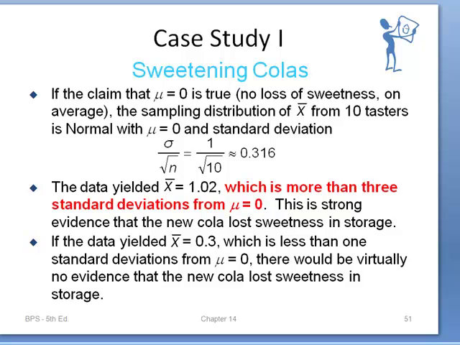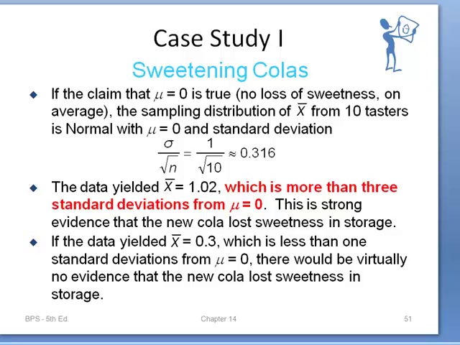It shouldn't have happened. If the mean was really 0, that particular sample mean should not have occurred, which is a strong indication that sweetness is lost, that the null hypothesis isn't true. So from our sample, we are gathering enough information to support the alternative hypothesis, which tells us that there is a loss in sweetness.